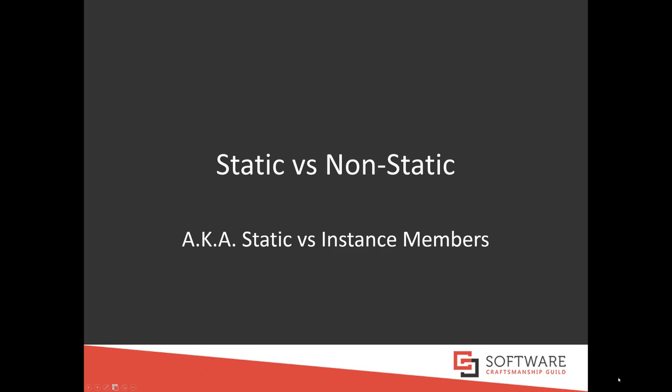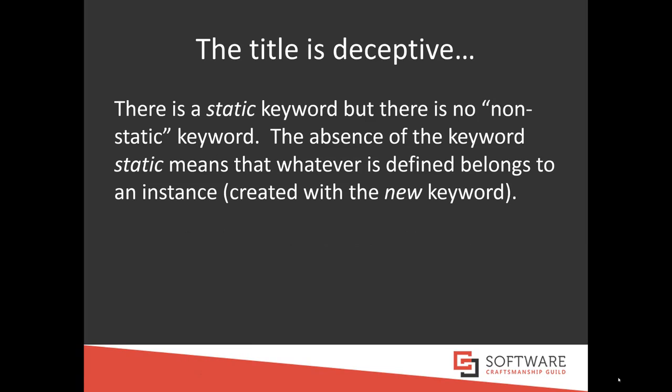Now we're going to talk about static versus non-static. We've been going through a lot of code examples in the console. The main method starts out as static, but then we've made a bunch of non-static members, and now I'm going to explain to you what the difference is. The title is a little bit deceptive because there's no such thing as a non-static keyword. Either you mark something as static, or it's non-static by default.